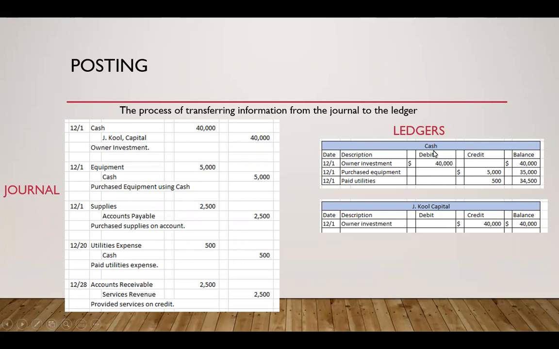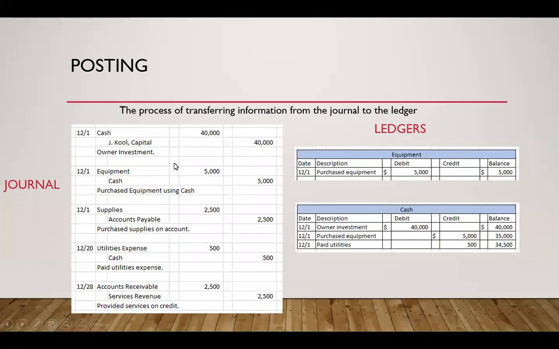If I want to know what happened to the cash account during a certain period, then I would go to the ledger and I would see a listing of all the transactions that happened to the cash account after the posting process. We use those ledgers at the end to help us calculate our balances, and then those balances will be transferred to our next step of the accounting cycle. So let's look at posting in terms of this first transaction.